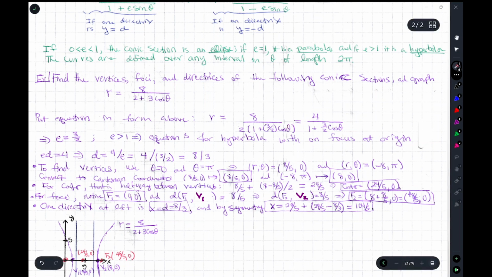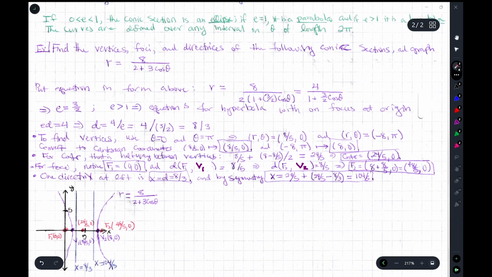Okay, so we then convert. These are polar coordinates, so we convert to Cartesian coordinates, and we know how to do that, right? The basic equations: x is equal to r cosine theta, and y is equal to r sine theta. So you could convert these, and you'll get these points in Cartesian coordinates. Okay, and this is what we want. And so this is where our vertices are. We just found our vertices. You could see they're over here. Okay, these are the vertices.